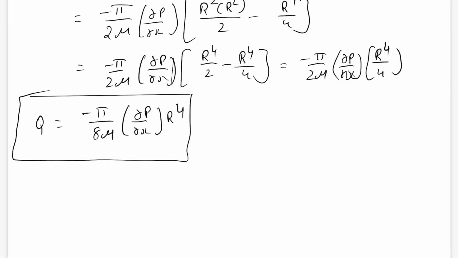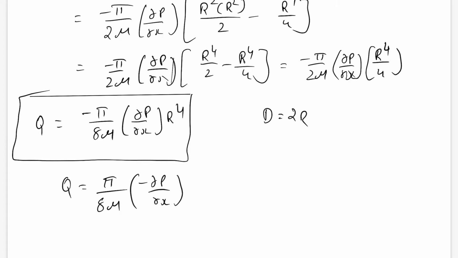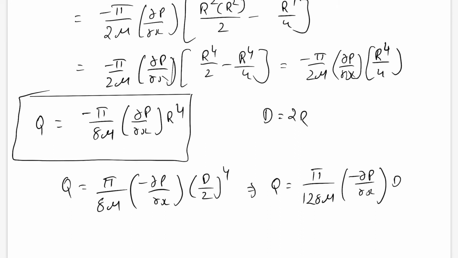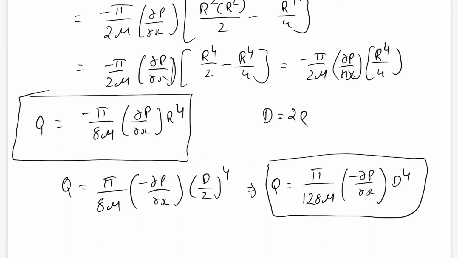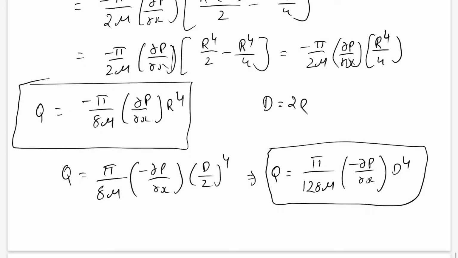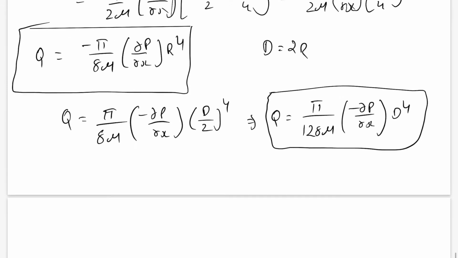Since we got q, now we'll write q in terms of d. Here we have r. We are deriving the expression in terms of r. We'll write it in terms of d. What is d? D is equal to 2r. So q is equal to pi by 8 mu into minus dou p by dou x into d by 2 whole power 4. That is, q is equal to pi by 128 mu into minus dou p by dou x into d power 4. Why 128? You will calculate. 2 power 4 is 16. 16 into 8 is equal to 128.